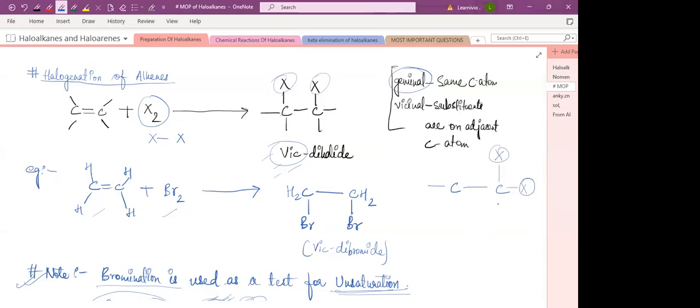We can use the geminal word for other substituents also, like a geminal hydroxyl group, or any other group. The word geminal is basically used for substituents which are attached to the same carbon atom. And if the substituents are attached to the adjacent, neighboring carbon atoms, then we can call it vicinal. Yeah, clear? Yes, ma'am. Okay.